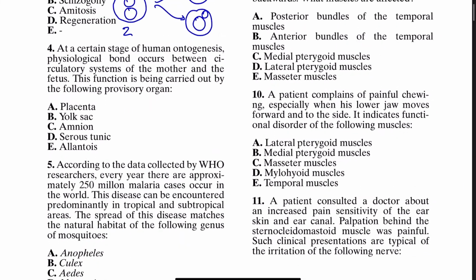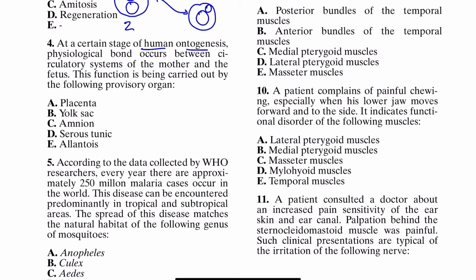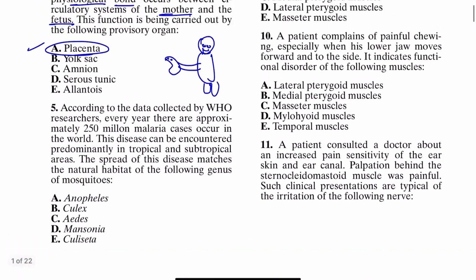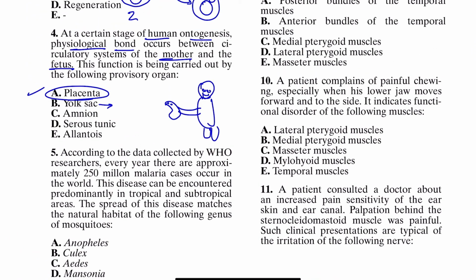Next question, we have during human ontogenesis or human development, there is a physiological bond between the mother and the fetus. So this is of course what is the link between the mother and the fetus, how the mother can give food to the fetus and so on, through the placenta. Next question, other options, for example, the yolk sac will be a hematopoietic organ, it will produce red blood cells for the fetus.